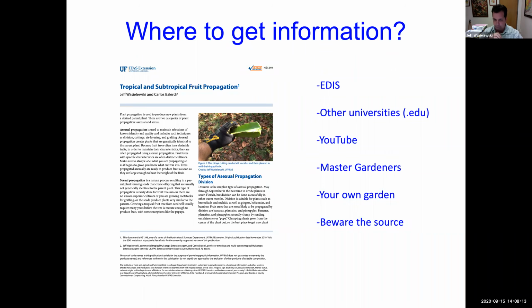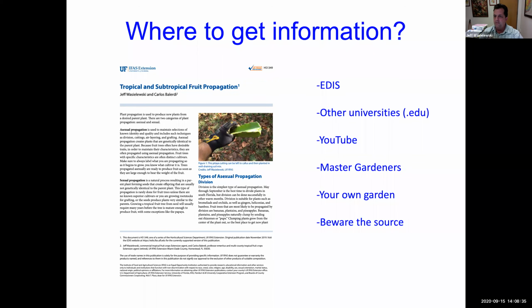Another good place you can get information is from other universities. So if University of Florida doesn't have the information, you can type in, let's say you put in mango and then you put in EDU. So EDU would help you find other universities.